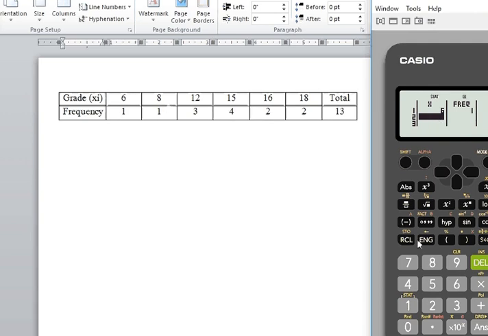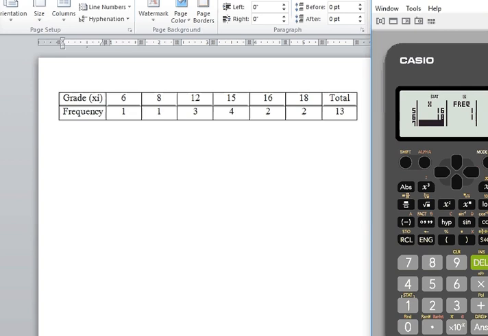You press 8 equal. The third row, so my third entry here is 12. I put 12 equal. 15 equal. 16 equals, and finally 18. 18, then equal.